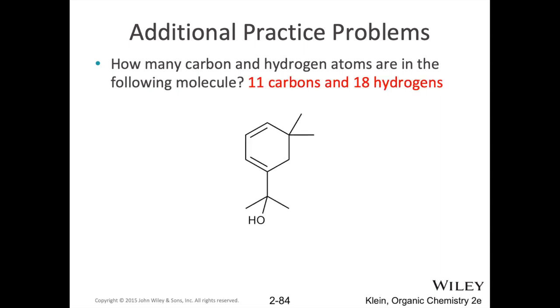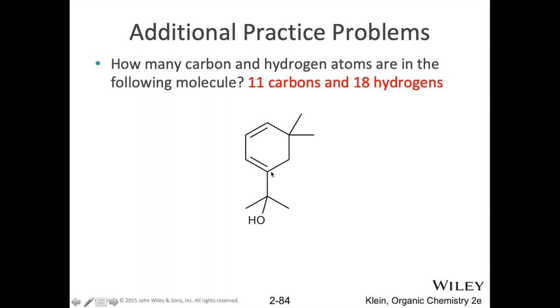Okay, so you should wind up with 11 carbons and 18 hydrogens. In case you didn't, this 6-membered ring here has 6 of those carbons. There's a 7th carbon here, an 8th carbon here, a 9th carbon here. There's 10 and 11. There's all 11 of your carbons. For your 18 hydrogens, there's 3 on this carbon, another 3 on this carbon.